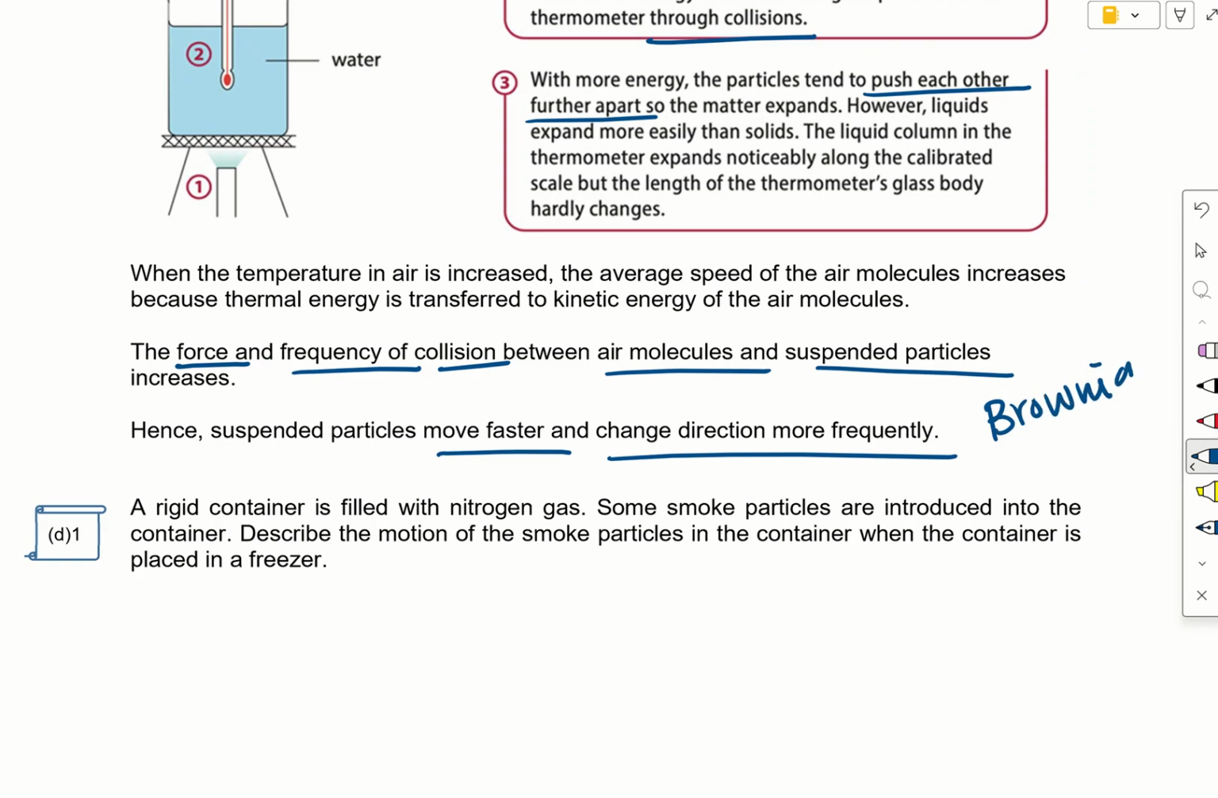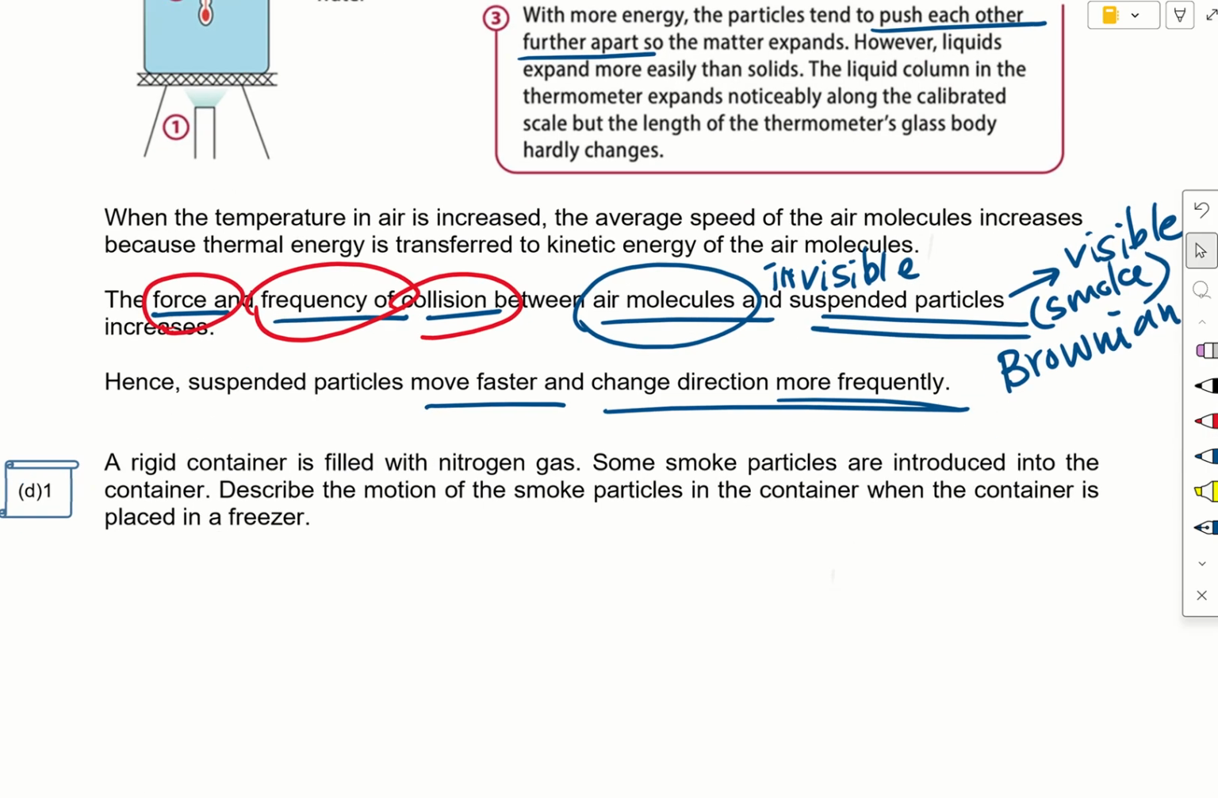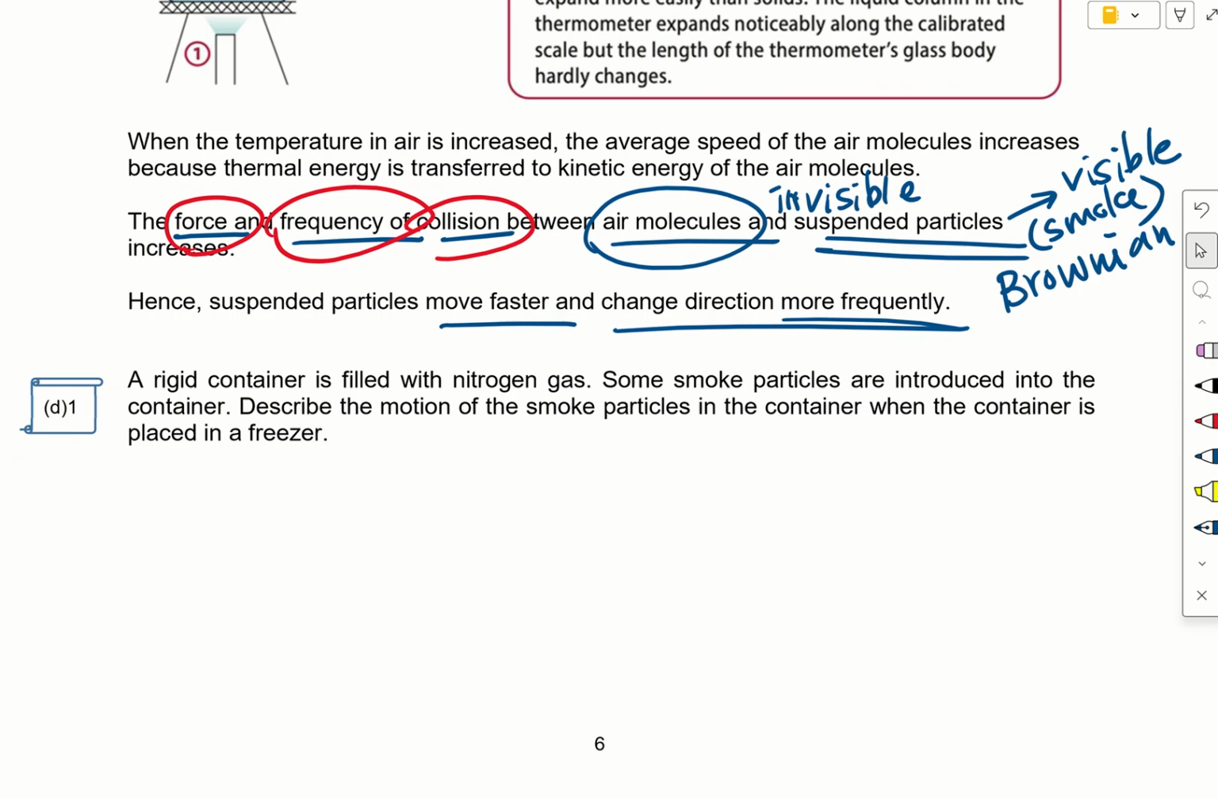Okay, so we are unable to actually see the air molecules because they are invisible. However, if we have some particles that are suspended which are visible, like your smoke particles, the smoke particles will move faster and change direction more frequently due to the force and frequency of collision between the air molecules and these suspended particles. Okay, so let's try question D1.